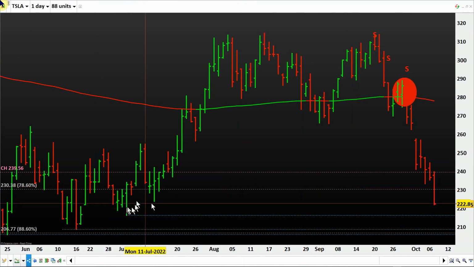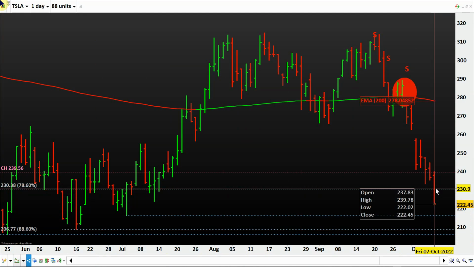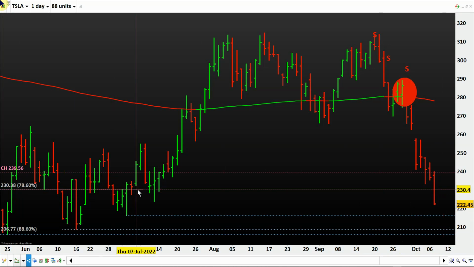Possibly no, Fibonacci, because it has to touch the line. It has to touch, and it has to possibly close very near to the line. If you see the line 78.6 is at 230.38, and now we are at 222.45, which is far off from 230. For 100 shares, we always take 100 shares. For 100 shares, this is 23,000 minus 22,000, so it is 1,000 points down.